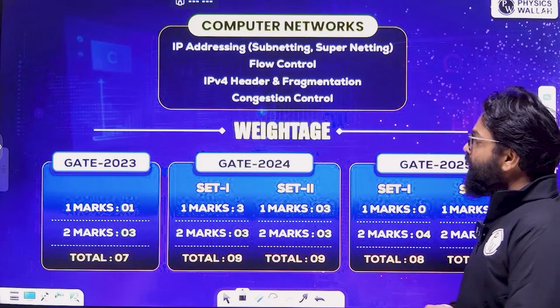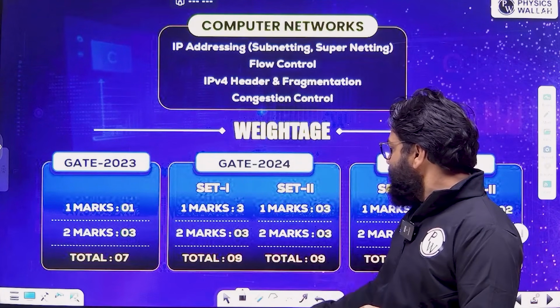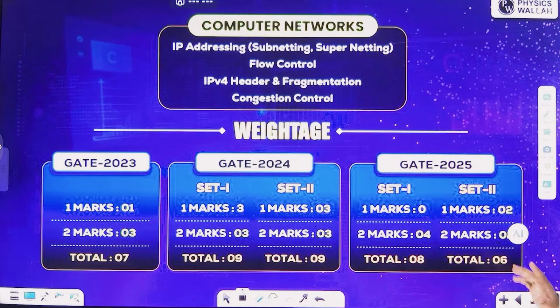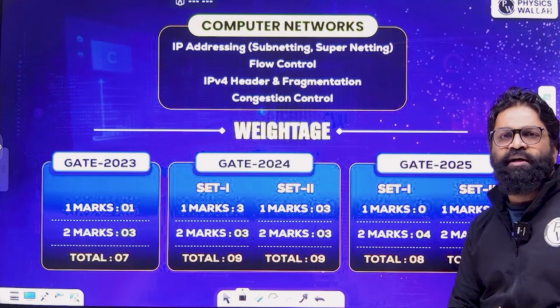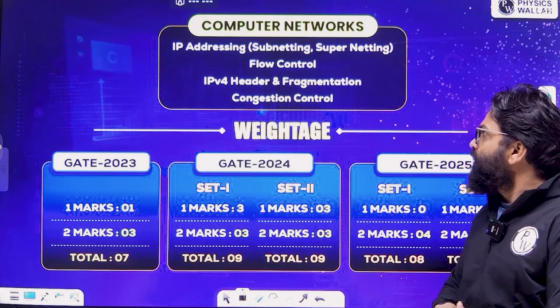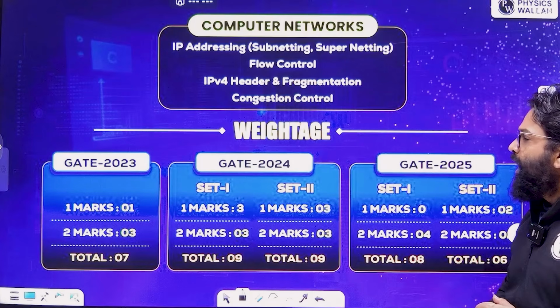Another one, computer network: 23, 7 marks; 24 set 1, 9 marks, set 2, 9 marks; 25 set 1, 8 marks, set 2, 6 marks. On an average, 8 to 9 marks you can get from computer network. The most important topics are IP addressing, subnetting, supernetting, flow control, IPv4 header and congestion control.